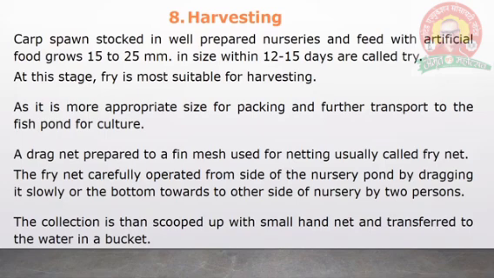Harvesting. The last concept is harvesting. Carp spawn stocked in a well prepared nursery and fed with artificial food grow up to 15 to 25 mm in 12 to 15 days, called fry. At this stage fry are most suitable for harvesting, as it is an appropriate size for packing and further transport to the fish pond for culture. A dragnet or a prepared fine mesh, usually called a fry net, is used for netting.